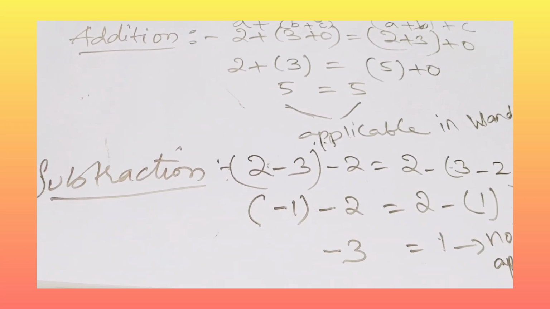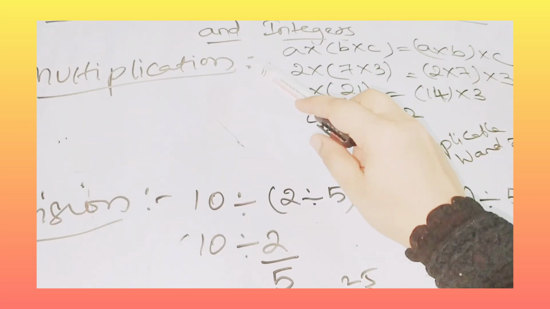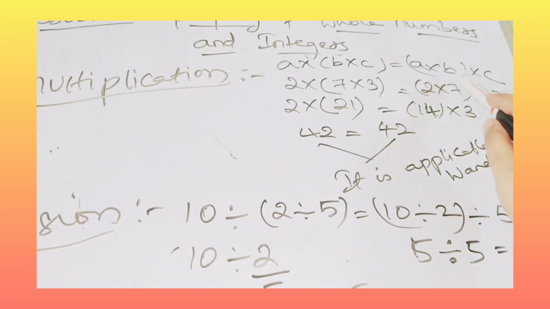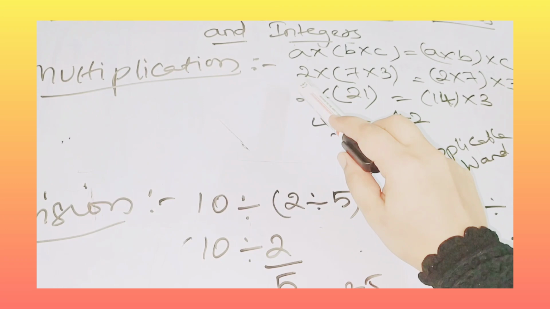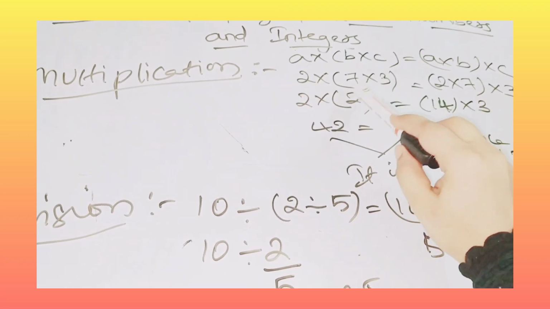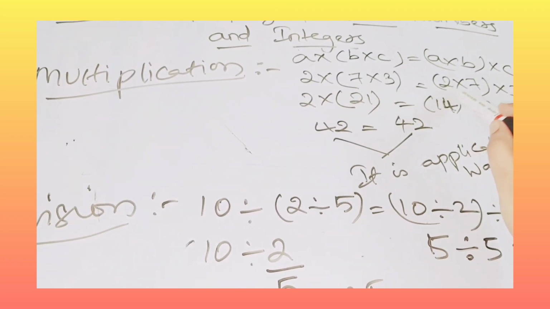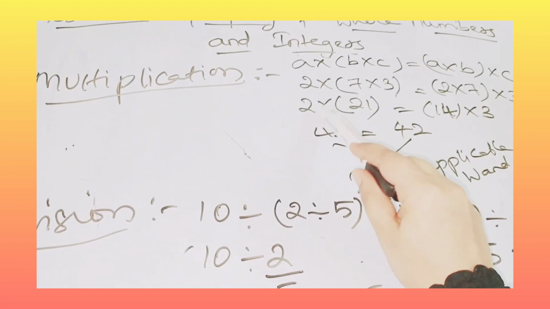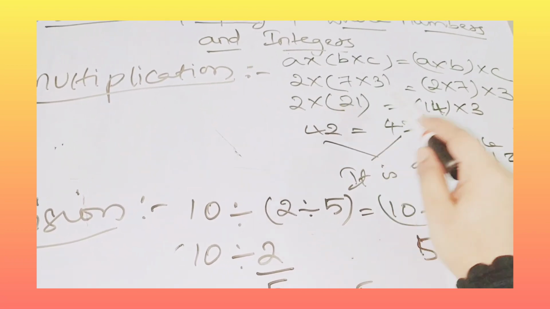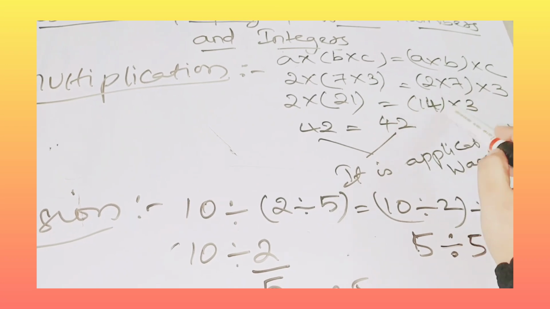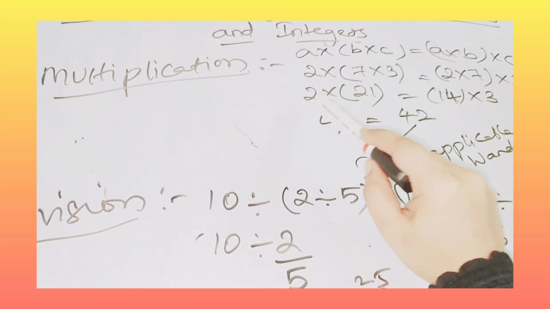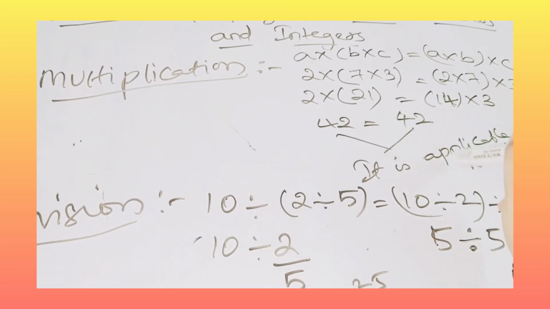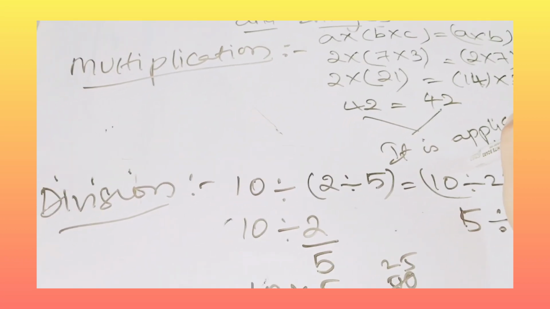Now multiplication. What do you have to do in multiplication? a into b into c. Now 2 into 7 into 3 we are taking here. 2 into 7 into 3: 7 threes are 21, and 21 twos are 42. 2 sevens are 14, and 14 threes are again 42. So it is applicable in whole numbers and integers.